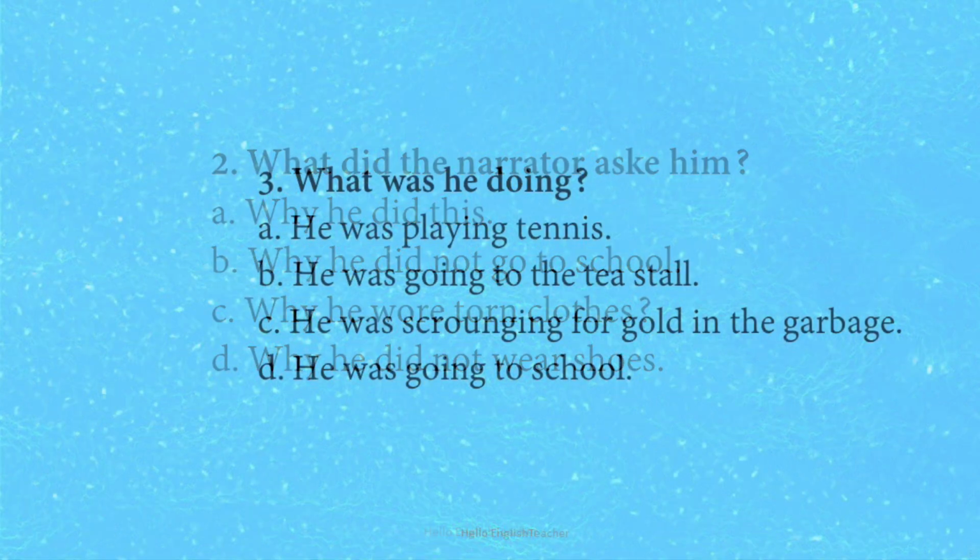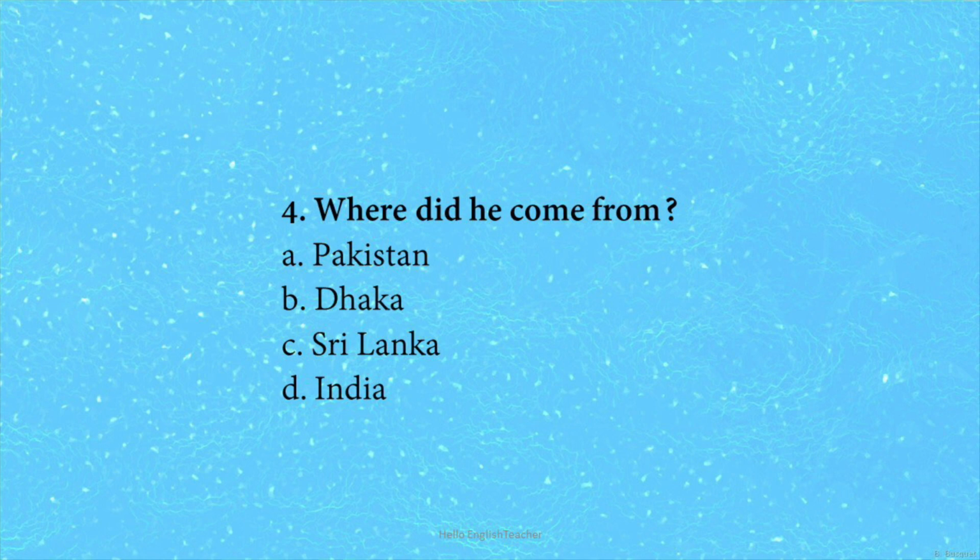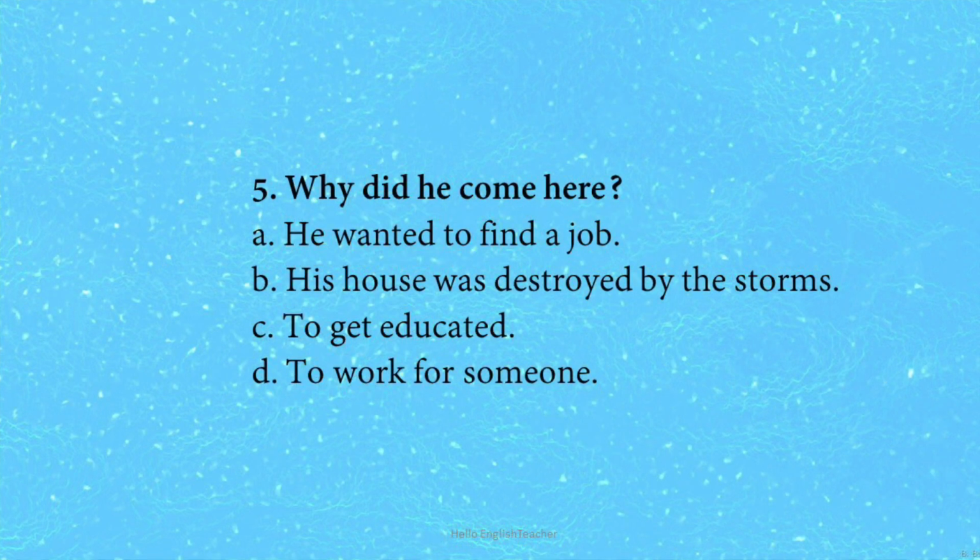Question number 3. What was he doing? He was playing tennis. He was going to the tea stall. He was scrounging for gold in the garbage. He was going to school. So, he was scrounging for gold in garbage. That means he was rag picking. So, the answer is C. So, next question. Where did he come from? Pakistan, Dhaka, Sri Lanka or India? So, we know that he is from Dhaka.